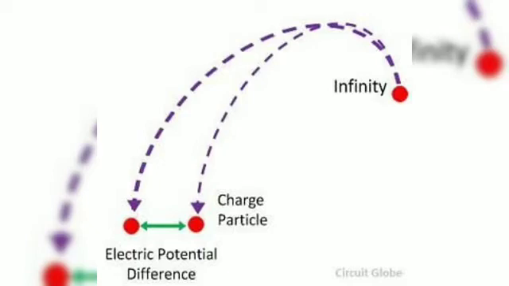So it is the amount of work done in moving a unit positive charge from one end of the conductor to another end of the conductor. Okay, from point A to point B. So two balls are there, two charges from point A to point B. That amount of work done in moving a unit positive charge from one end of the conductor to another end of the conductor is called electric potential difference.